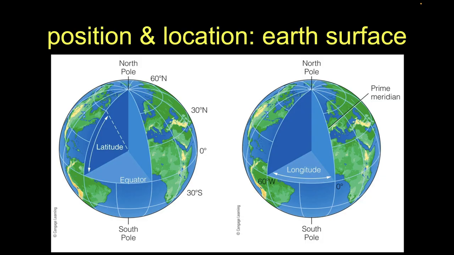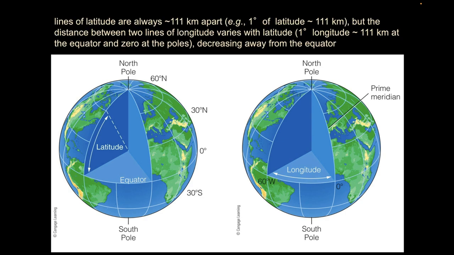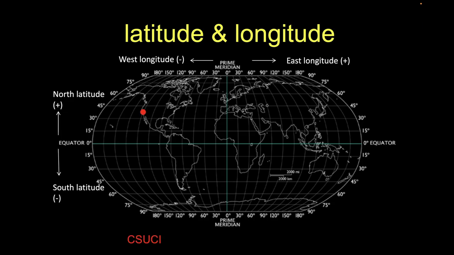You guys know this, we don't need to spend much time, but suffice it to say, we use latitude and longitude, right? There's where we are. West of the prime meridian is negative by convention. East of the prime meridian that goes through Greenwich, England is positive, which is arbitrary.